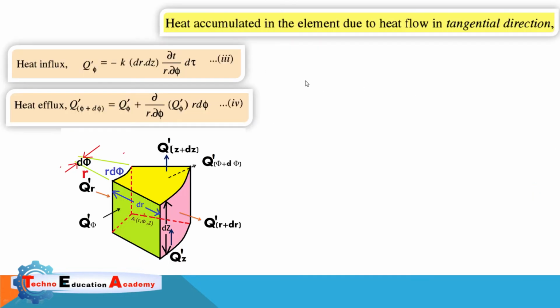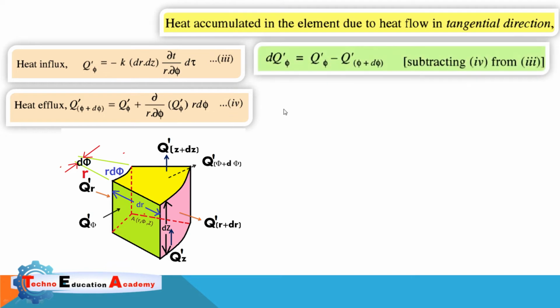So continue from previous slide. We have already derived equation 3 and equation 4. Now we will subtract equation 4 from equation 3. Here you can see that in equation 3 and equation 4, q dash phi is a common term, so it is cancelled out. So the remaining term is minus del by r del phi of q dash phi into r into d phi.